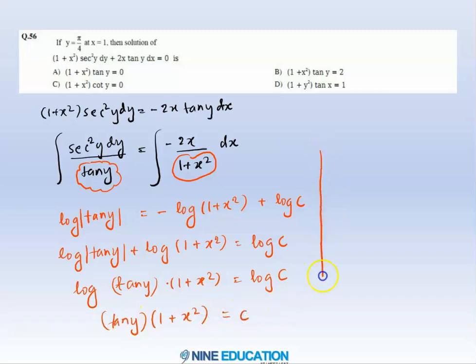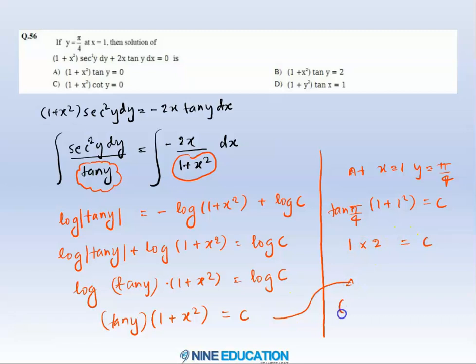Now they gave the condition that at x is equal to 1, y is pi by 4. So here we will have tan pi by 4 into 1 plus 1 square is equal to c. So tan pi by 4 is 1 and this will become 2. So the constant c we have calculated is 2. So the final equation will be tan y into 1 plus x square is equal to 2. That will be our answer, which is option number B.